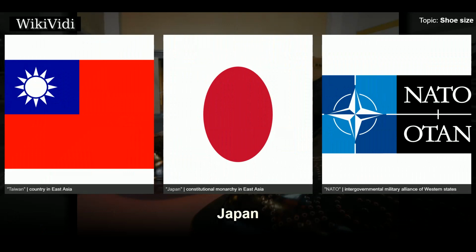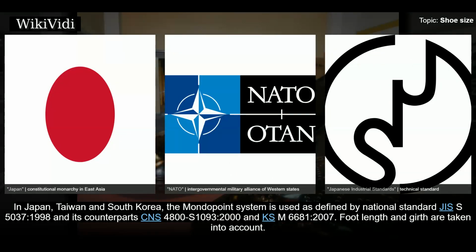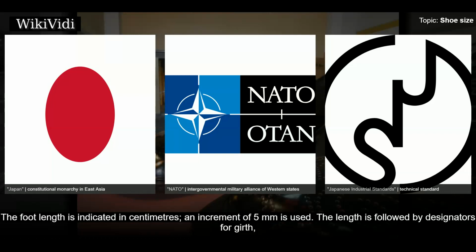Japan. In Japan, Taiwan, and South Korea, the Mondopoint system is used as defined by National Standard JIS S 5037 to 1998 and its counterpart CNS 4800 S 1093:2000 and KS M 6681 to 2007. Foot length and girth are taken into account. The foot length is indicated in centimeters. An increment of 5 mm is used.